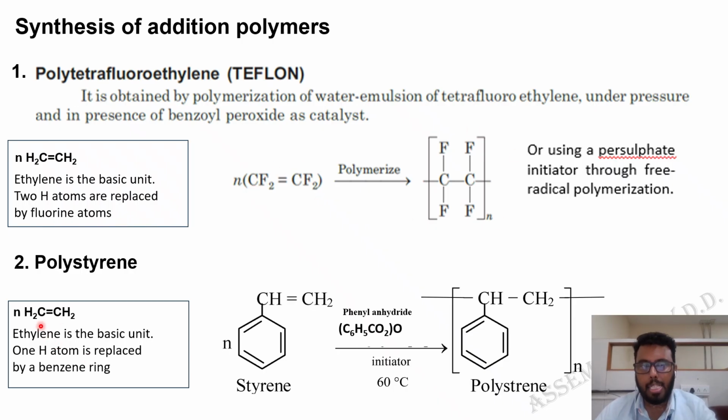Polystyrene. Let's take again the well-known ethylene basic unit, and one hydrogen you have to replace with a CH=CH2. Again, this is ethylene, but instead you have CH2=CH. Now, one hydrogen you are replacing with the benzene or aromatic ring, and that is called styrene. Then you react it with an anhydride, (C6H5CO)2O. The phenyl anhydride means the C6H5 phenyl group. As initiator you put in 60 degrees Celsius, no pressure required, just 60 degrees Celsius heating.